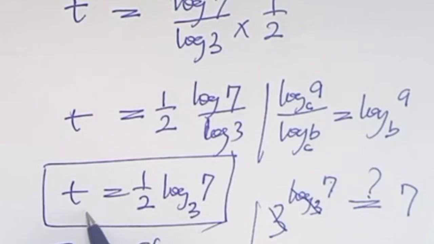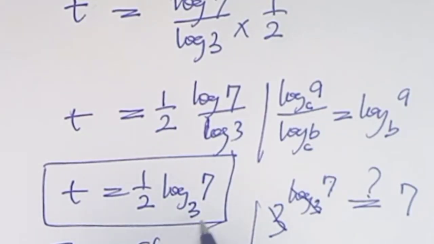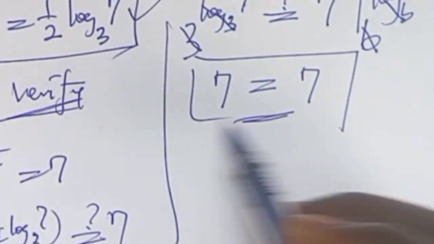That means the value of t equals to 1 over 2 log 7 base 3 is true, because it satisfies the equation. The right hand side is equal to the left hand side.